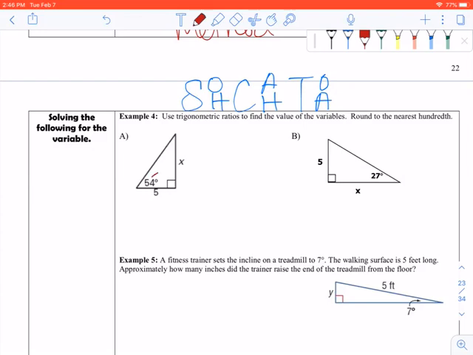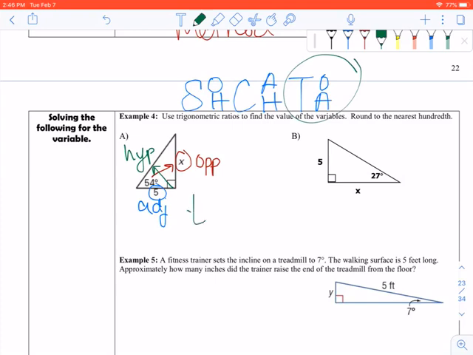So in this first example, I'm given 54. So across from 54 is my opposite side. In this case, that's x. Now, adjacent is right next to it. And then finally, your hypotenuse is across from the right angle. Now, the ones I'm given are the opposite side and the adjacent side. So then I determine which function I'm going to use. Opposite over adjacent would be tangent, the one that involves both the opposite and adjacent.